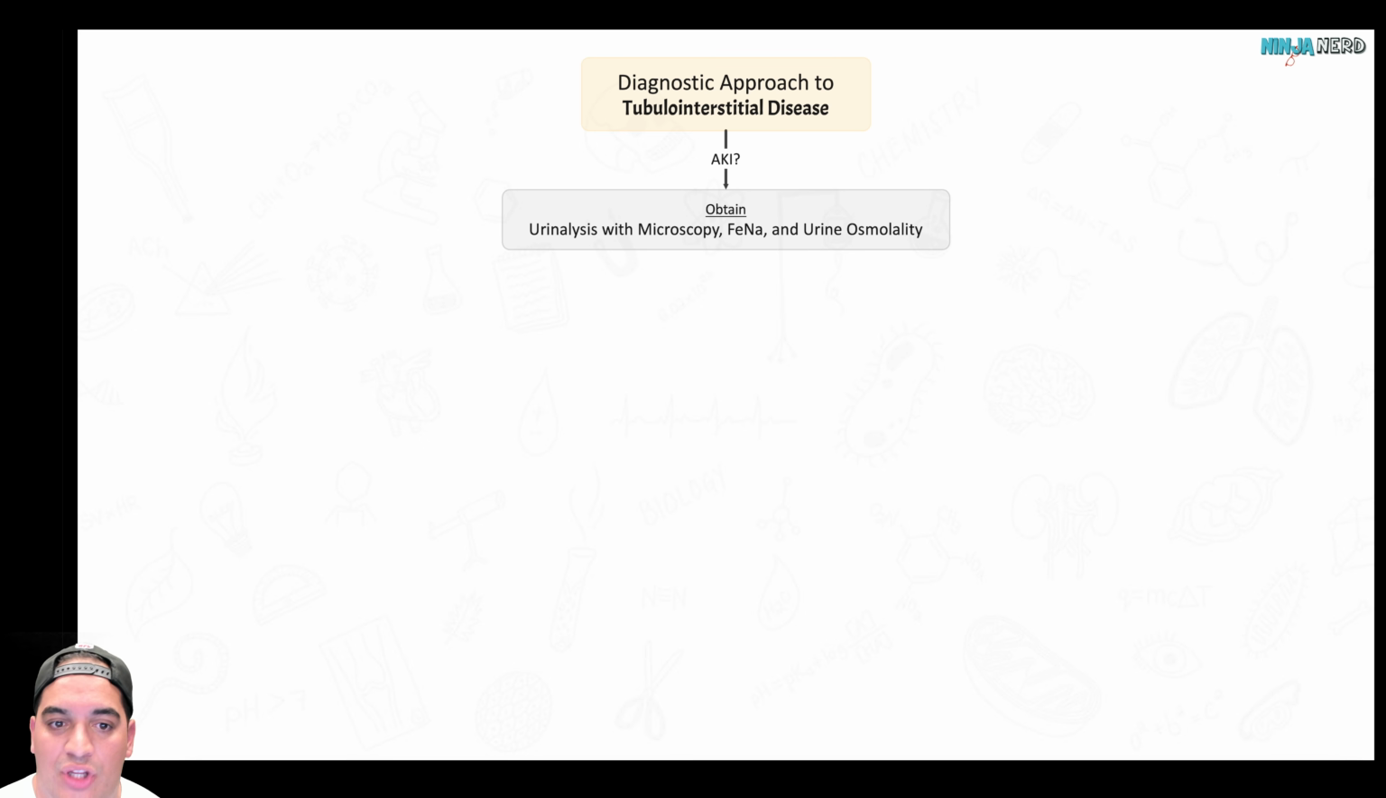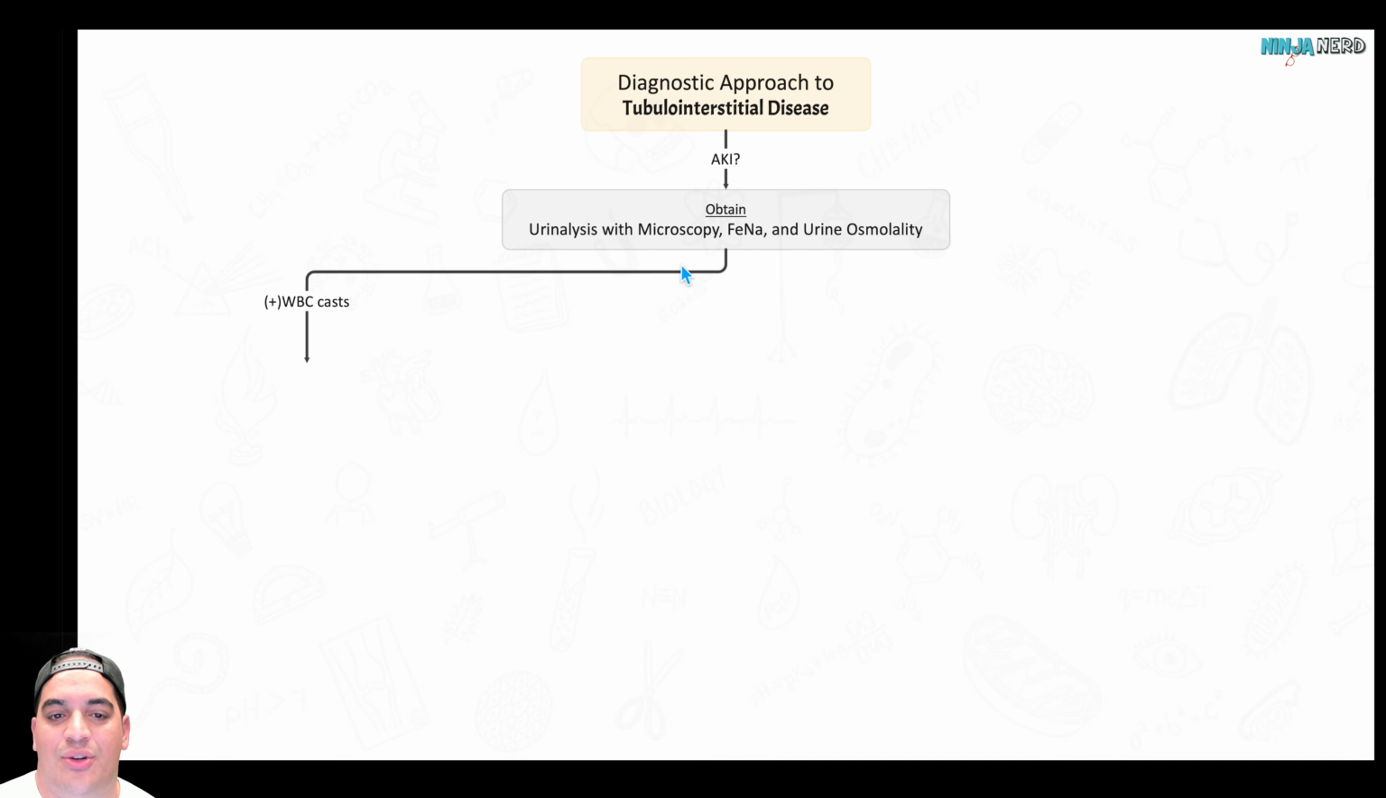So I'd start off with the urinalysis with microscopy. I get a phenol and I get a urine osmolality. The reason why is this is going to give me a lot of information. The urinalysis with microscopy will tell me if there's certain types of casts or sloughed tissue. The phenol and the urine osmolality will tell me if this is likely ATN or not.